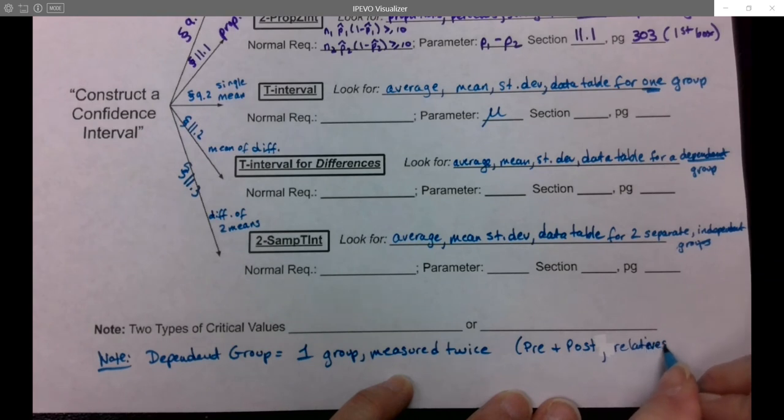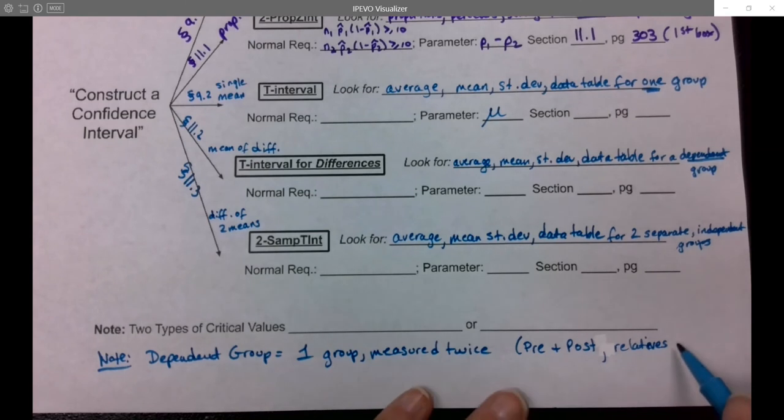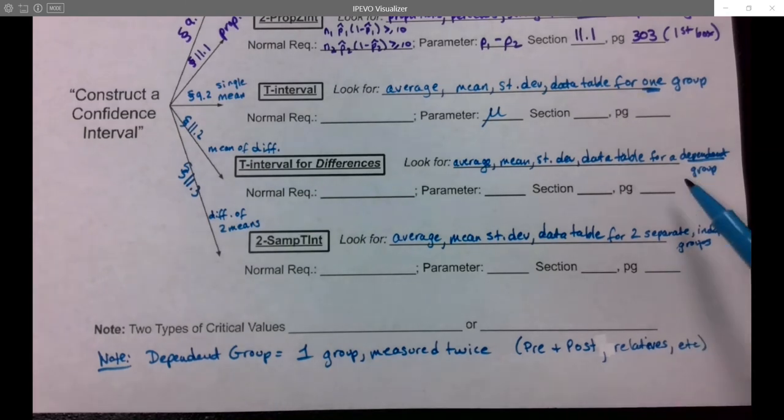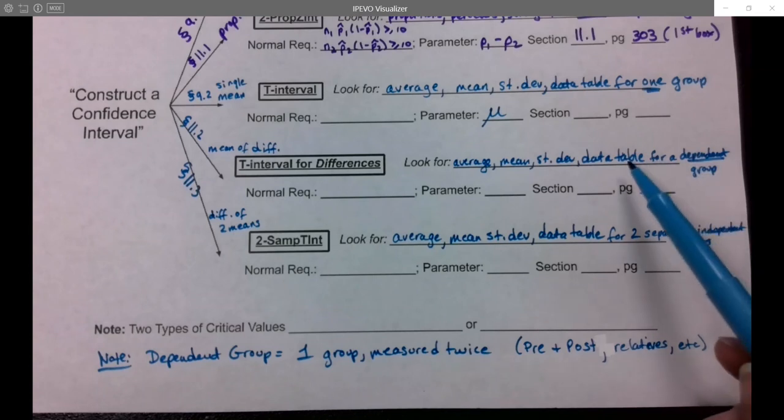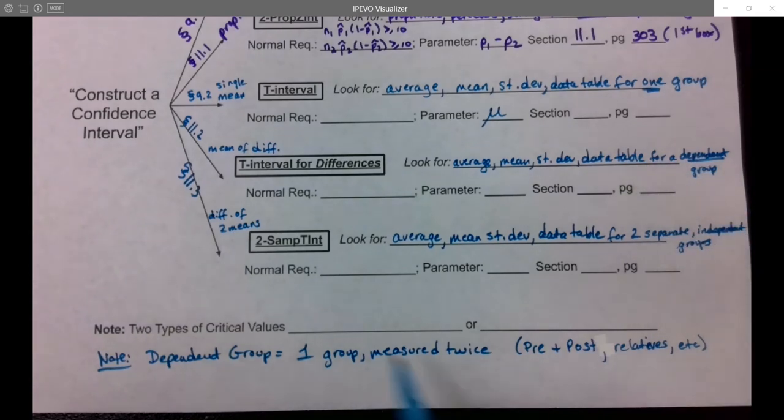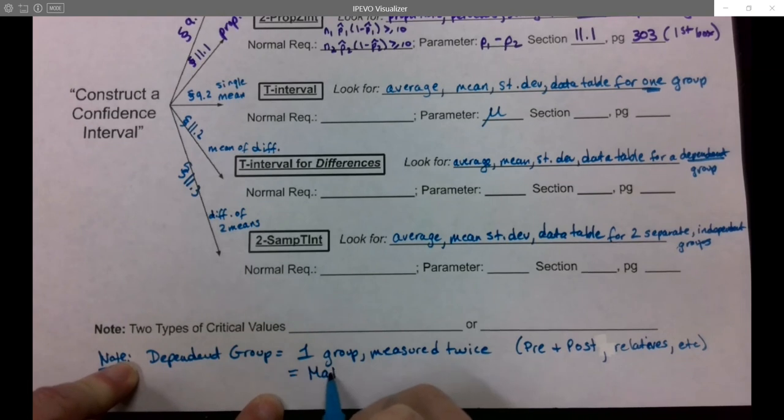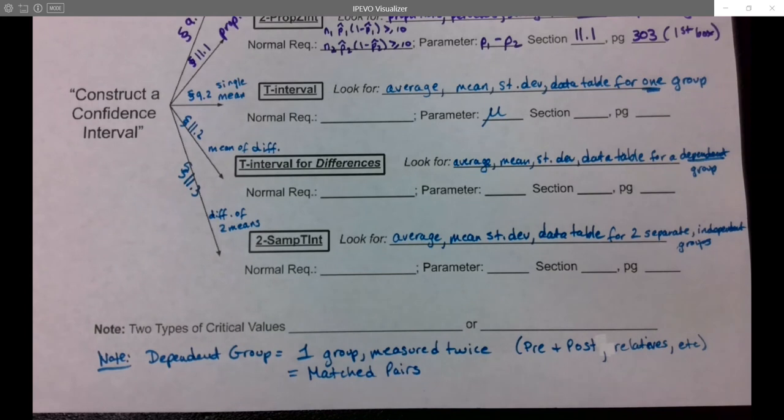Relatives, there we go. So you'll get husbands and wives, brothers and sisters, that kind of thing, etc. That's what a dependent group means. So when you see that dependent group, that data table is going to have joined up pairs. It's going to be matched pairs. That's another way to put it. They're matched pairs. That's a dependent group.